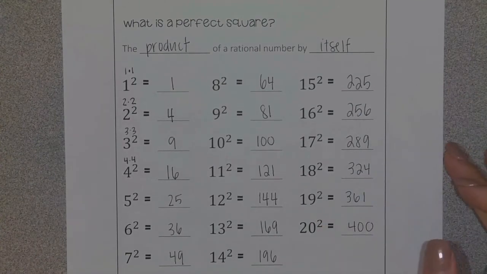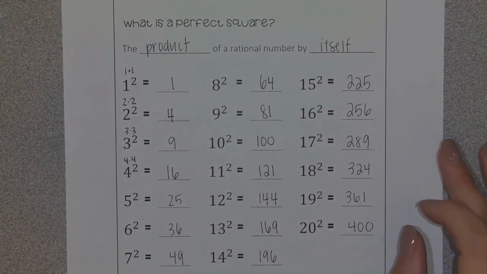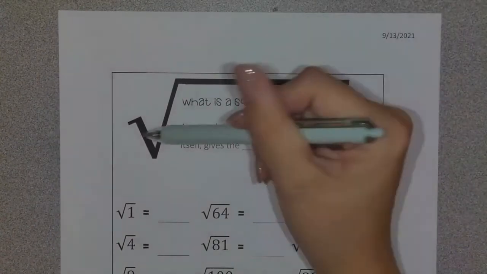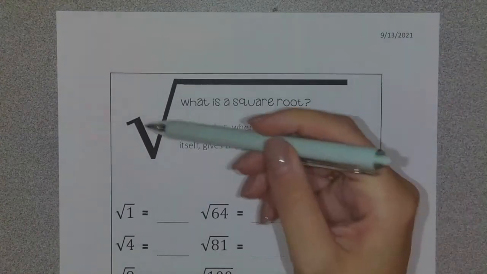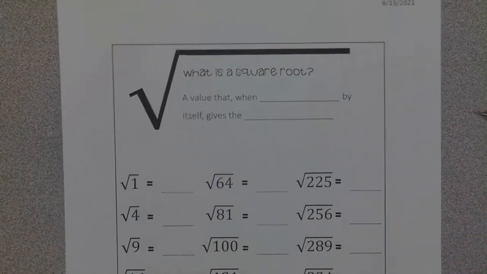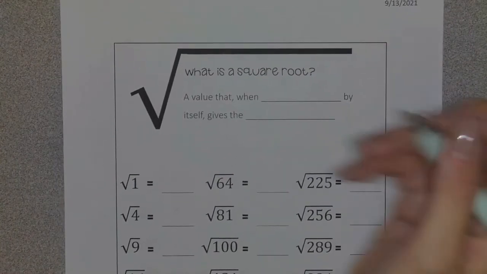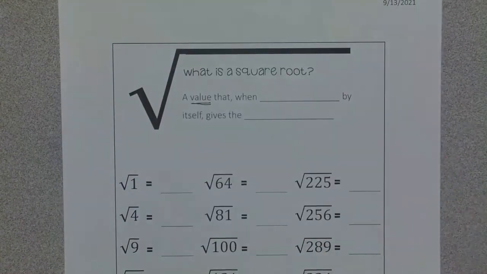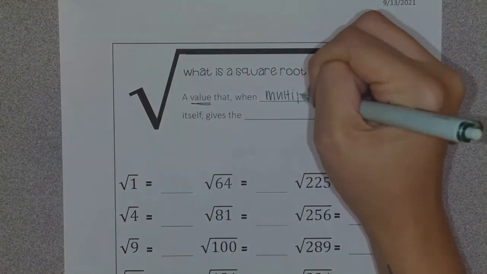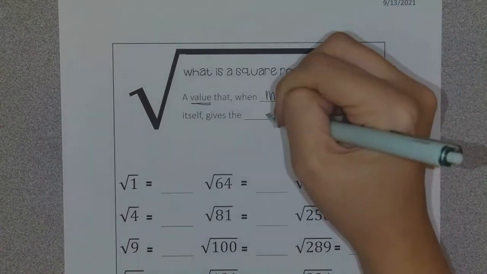So again, for perfect squares, we're taking a rational number, multiplying it by itself, and the product is what we call a perfect square. And that goes hand in hand with when we talk about square roots. So whenever you see this symbol right here, it looks like a check mark that has a roof attached to it, that is our square root symbol. And a square root is a value that when multiplied by itself gives the number.